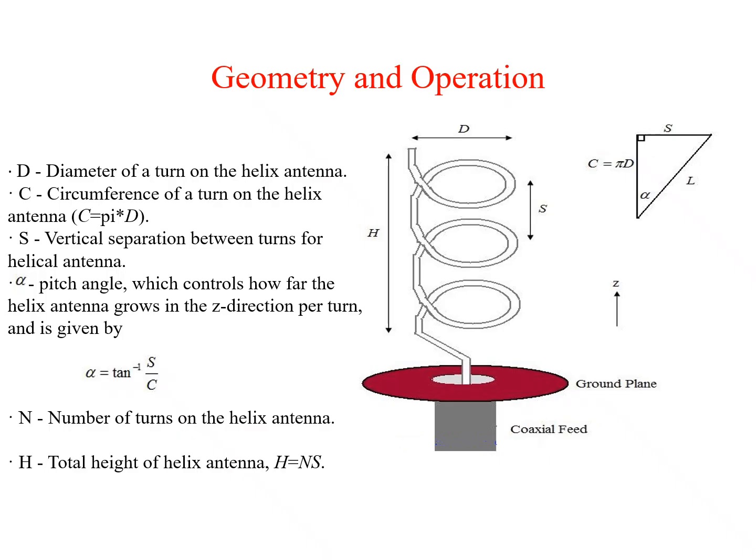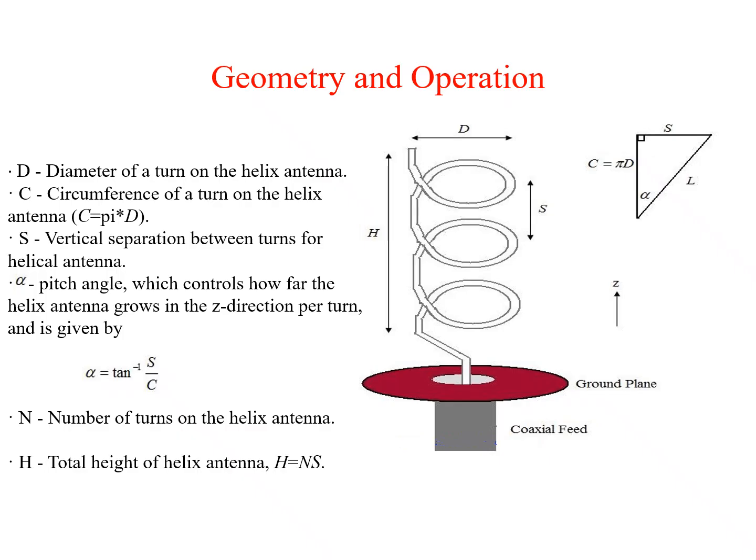This is the vertical spacing between the turns of the helix, that is, between any two turns of the helix. S is the spacing between the turns of the helix. It is common for each and every turn of the helix. Alpha is the pitch angle, which mainly controls the pattern of the helix antenna, and it is increasing in the direction of Z. The pitch angle alpha is equal to tan inverse of S by C, and N is the number of turns, and the total height of the antenna is H equal to N into S.